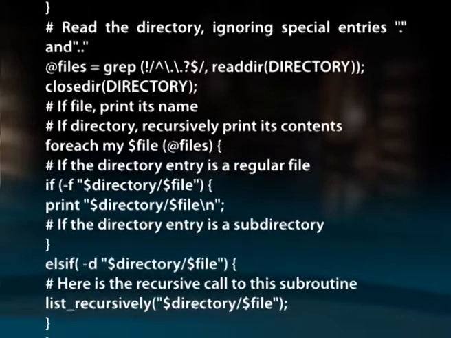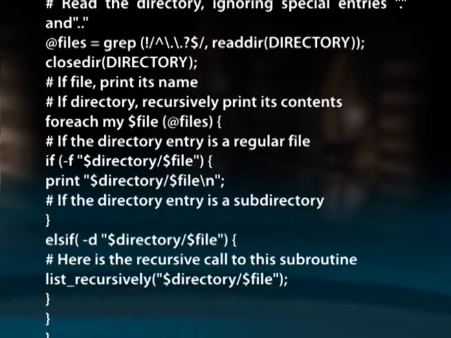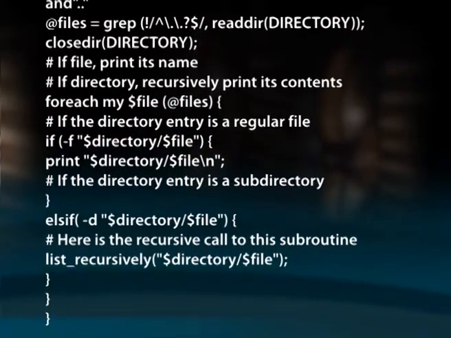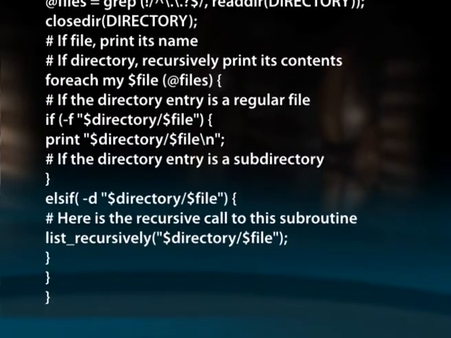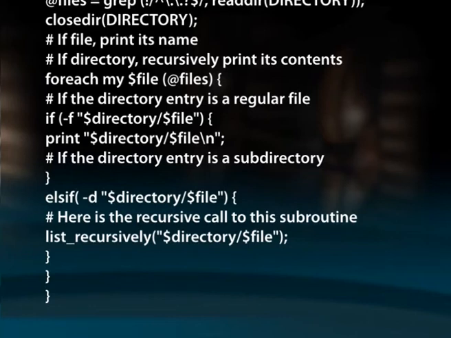If the directory entry is a regular file, it is printed, and if it is a subdirectory, again call the subroutine list recursively, which will open that directory and read the contents to the file array.